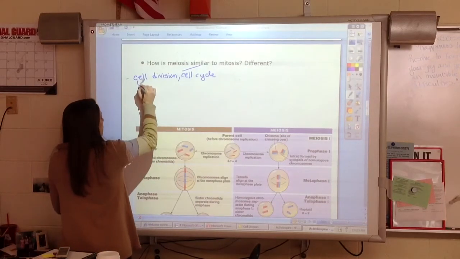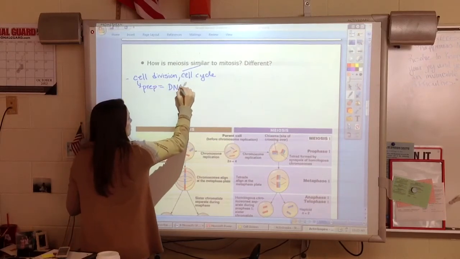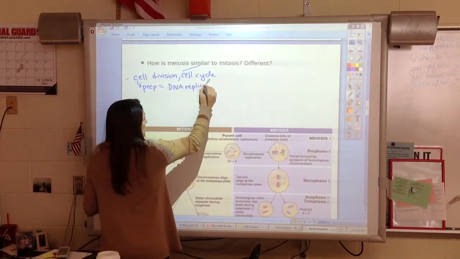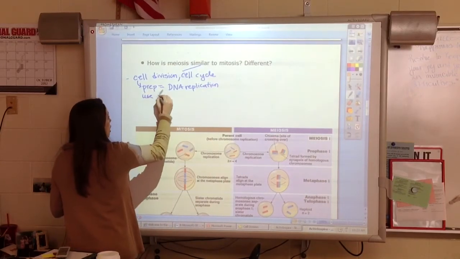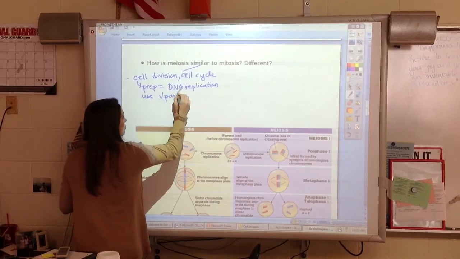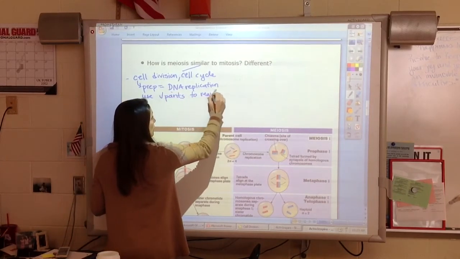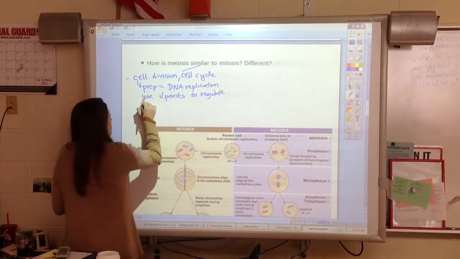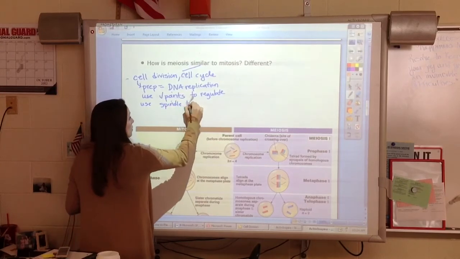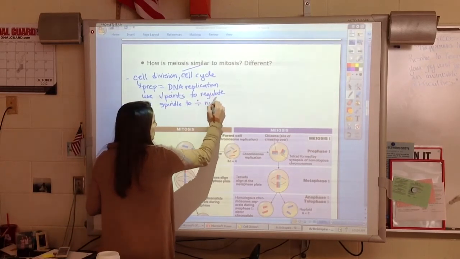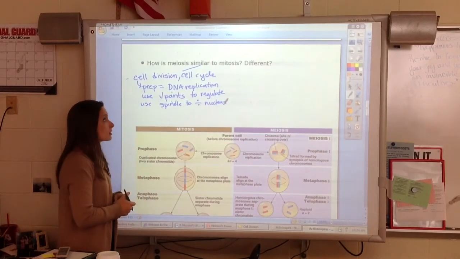Because they're a type of cell division, to prep for cell division, we are going to undergo DNA replication. We are going to use checkpoints to regulate this process. We are going to use the spindle to divide the nucleus. Keeping in mind this only happens in eukaryotic organisms.